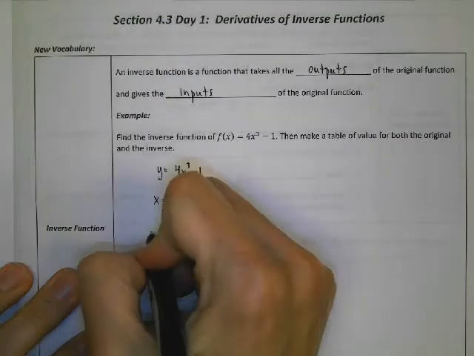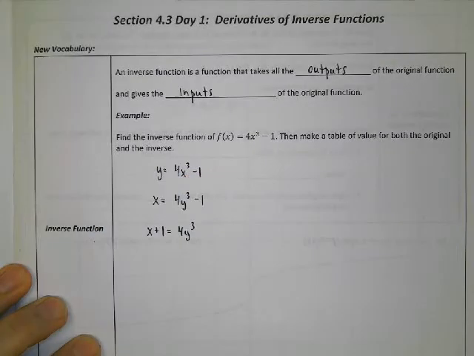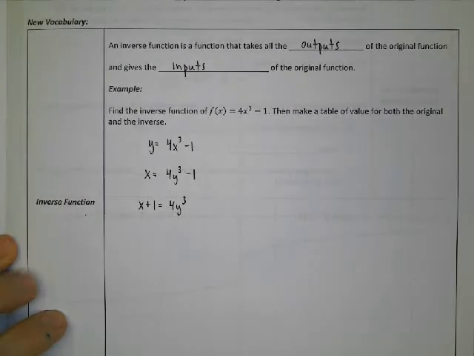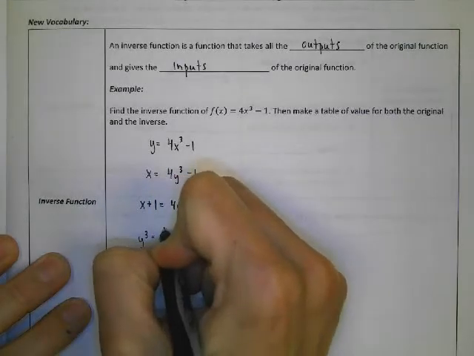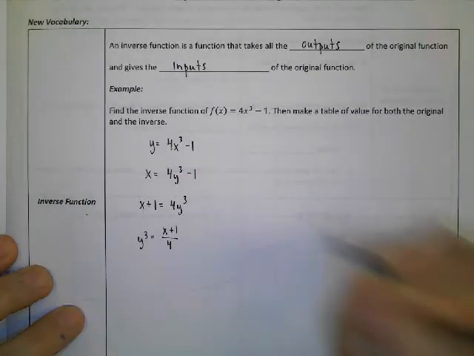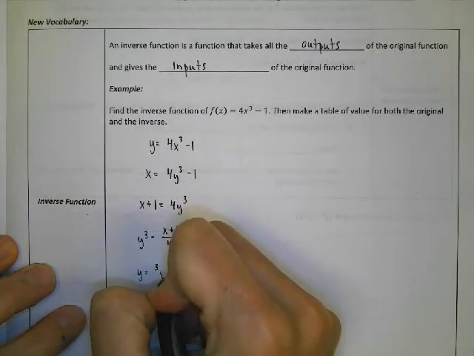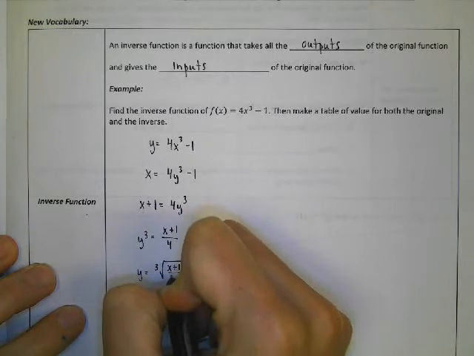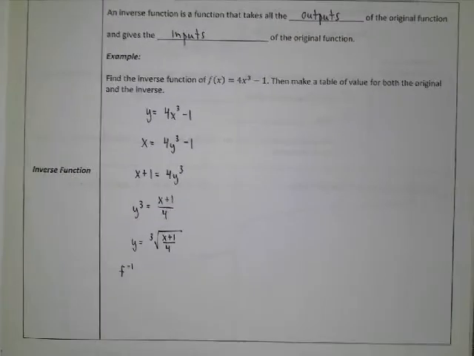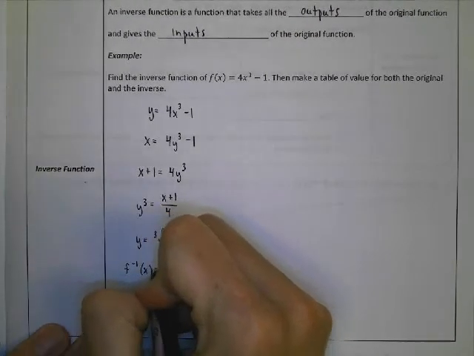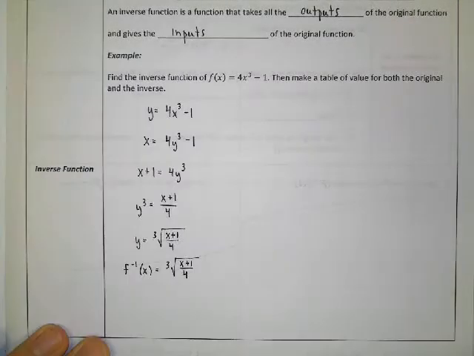So in order to do that, I'm going to start by adding 1 to both sides. Next, I'm going to divide by 4. So I'm going to just move this over. I get y cubed now equals x plus 1 over 4. And the last thing we need to do is take the cube root. So we get y equals the cube root of x plus 1 over 4. And that's going to give me my inverse function. So f inverse of x is the cube root of x plus 1 over 4.